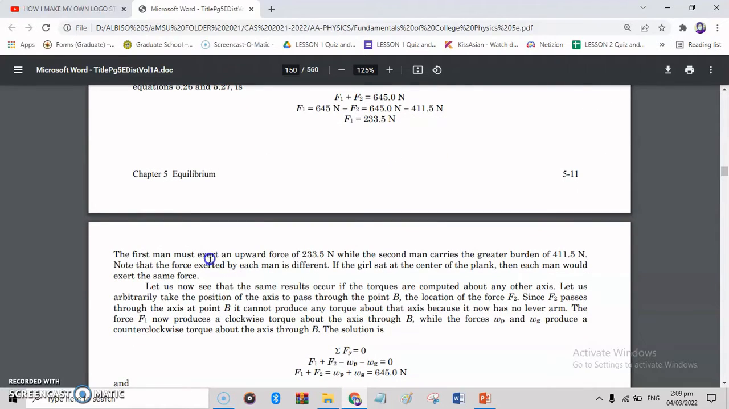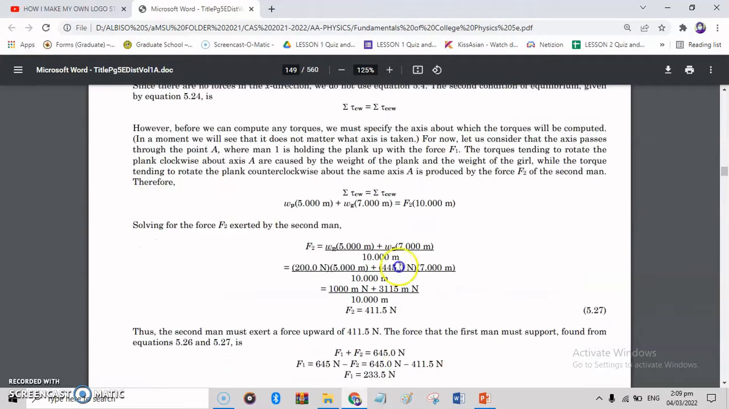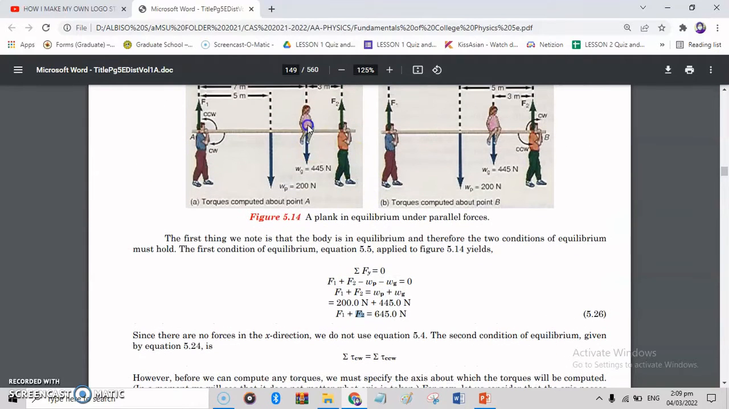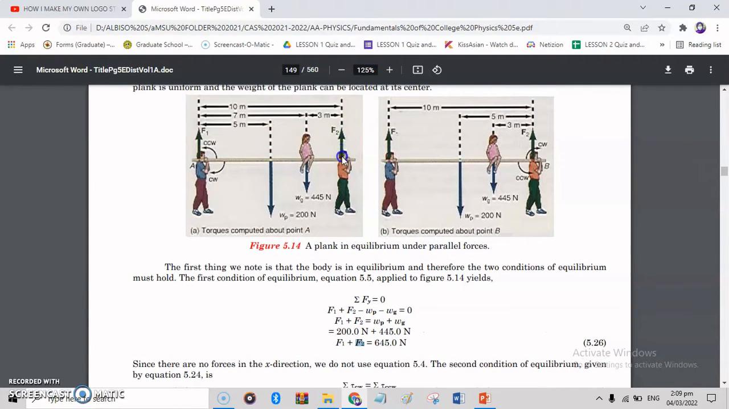The first man exerts an upward force na 233.5 Newton while the second man carries the greater burden of 411.5 Newton. Bakit? Obvious naman kasi mas malapit sa kanya itong babae. So, ito magaan lang dito and then dito medyo mabigat or mabigat yung support or mas malaki yung force na kailangan niyang isupport para makarga itong plank at si girl.